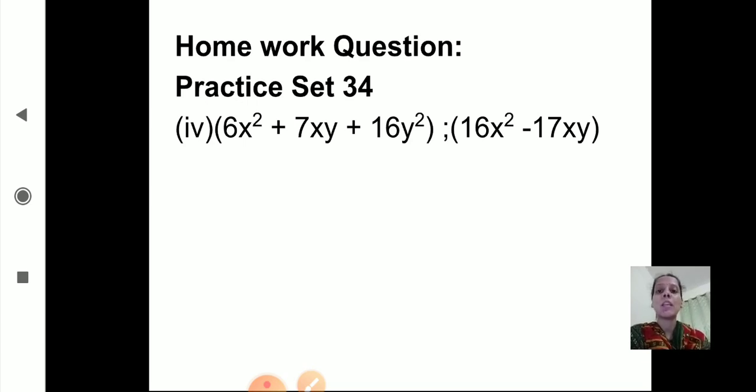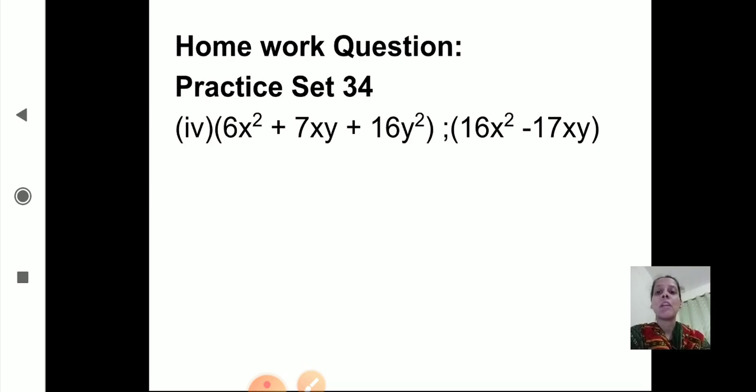So you will subtract this. Okay, subtraction of algebraic expressions. 6x square plus 7xy plus 16y square, 16x square minus 17xy. This is the fourth sum. You will solve this on your own in your classwork.